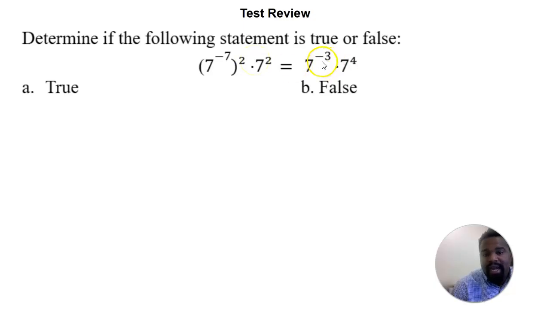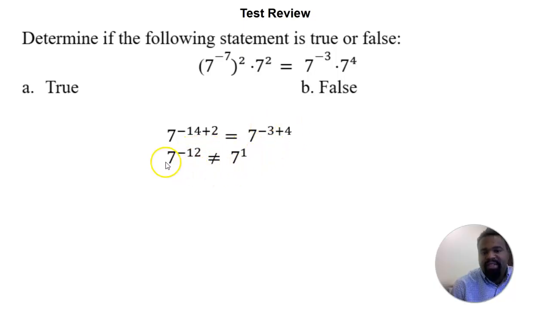If we add this here, -3 plus 4 gives you 1. So -14 plus 2, which is -12, -3 plus 4, which is 1. And if you notice, 7 to the -12 is not the same as 7 to the 1st. So this will be false.